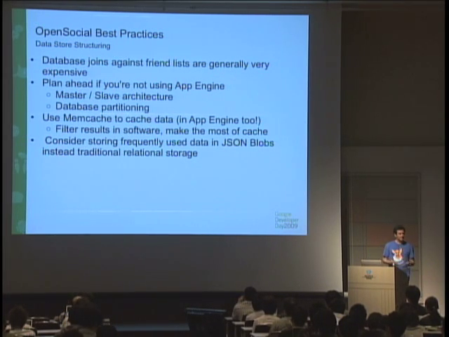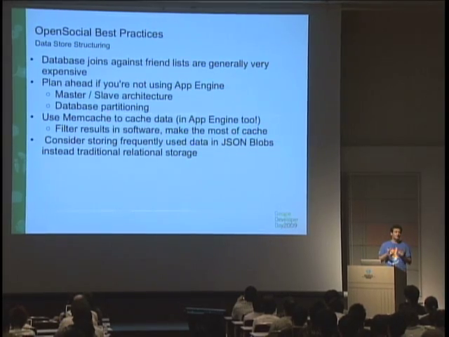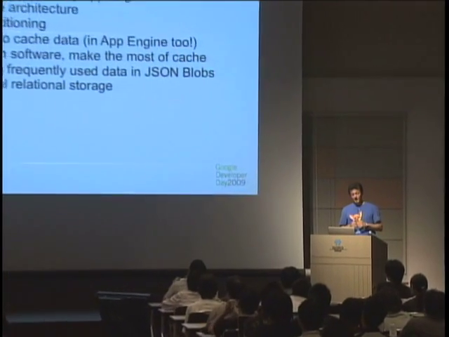In terms of data store structuring, depending on which kind of backend you're using, just make sure that you're careful with your joins. When you're doing joins against friends lists, if you're using an RDBMS, it's usually pretty expensive. If you're not using App Engine, which has Bigtable, a kind of optimized storage for scalable web applications, think about your master-slave architecture, especially if you're using MySQL, and how you partition your database. In any case, whatever technology you're using, just be sure to use Memcache to cache the data. In App Engine, you can use Memcache too. And instead of serializing the data into a native language data structure and deserializing it every time you go to the database, one best practice is just to store the JSON in there. Just have some text fields, store JSON in there, put it in, get it out, and just parse it when you need it.